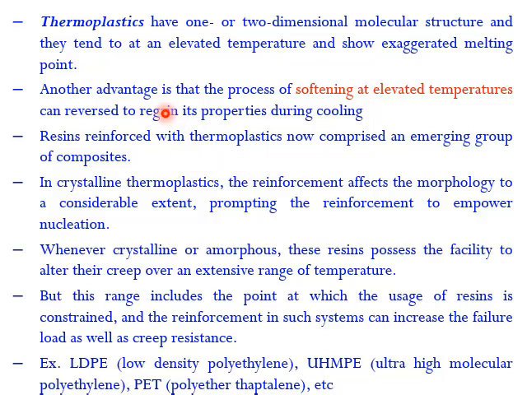So, softening at elevated temperatures, resins reinforced with thermoplastics are comprised as an emerging area. Normally we can go with crystalline thermoplastics also, which give more strength to the composite material. Whenever we use these resins, we get good creep and fatigue properties. Examples may be LDPE, that is low density polyethylene, UHMWPE, that is ultra high molecular weight polyethylene, and PET bottles, that is polyethylene terephthalate, etc. Those are the examples.